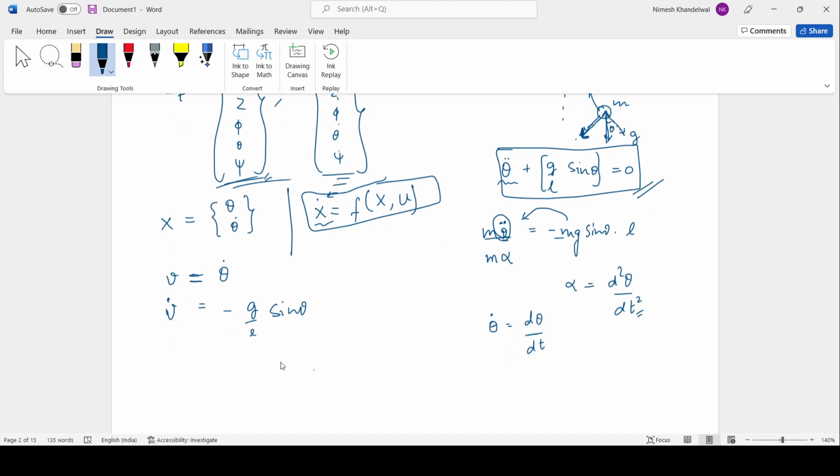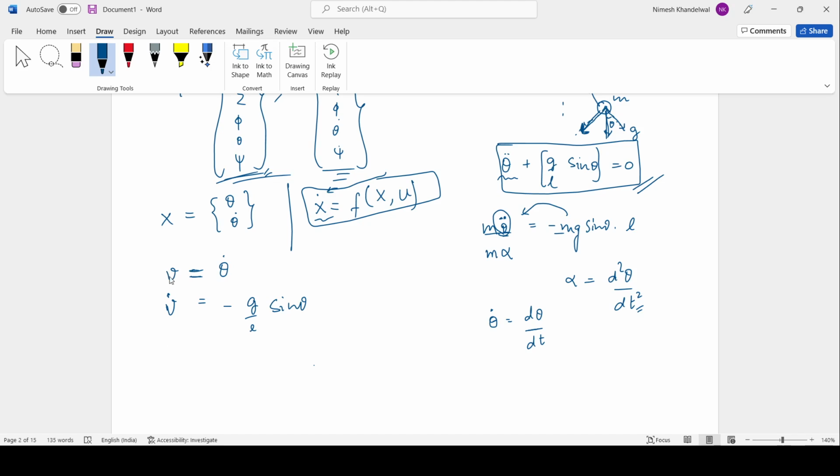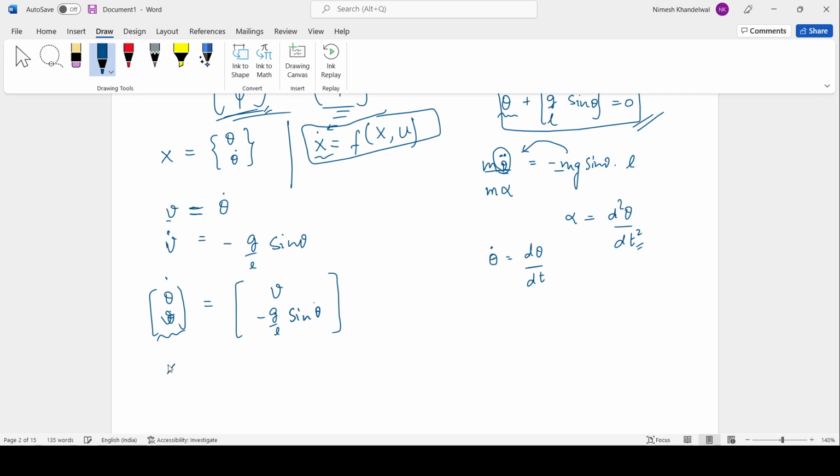So now you see, I can write this equation as theta dot of this whole term, because this is my x. On the right hand side, I can write v, since theta dot you can replace with v also, and then minus g over l sine theta. So you see, this now becomes your x dot, and this becomes your f of x.